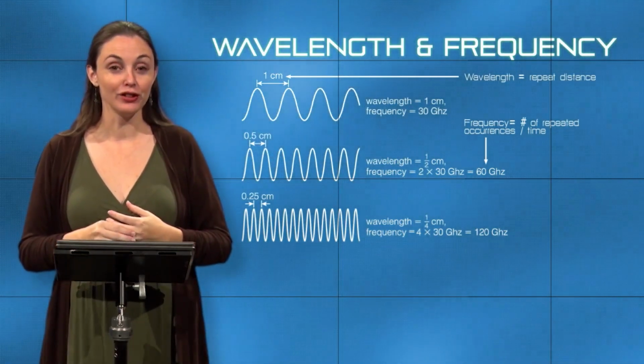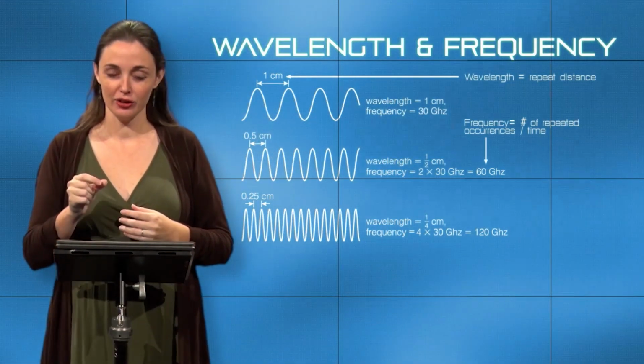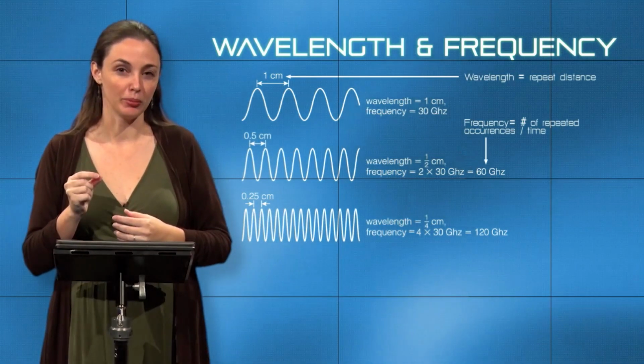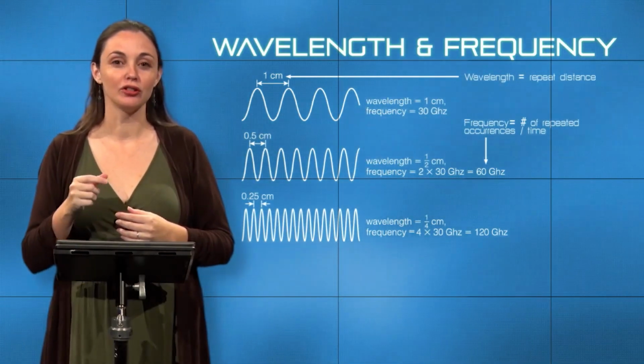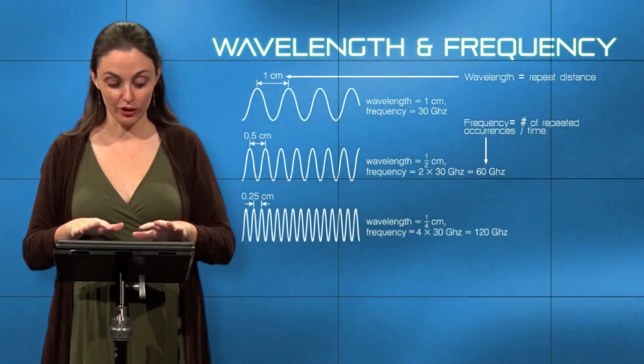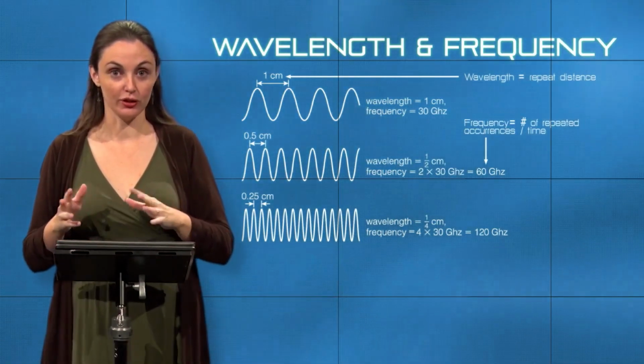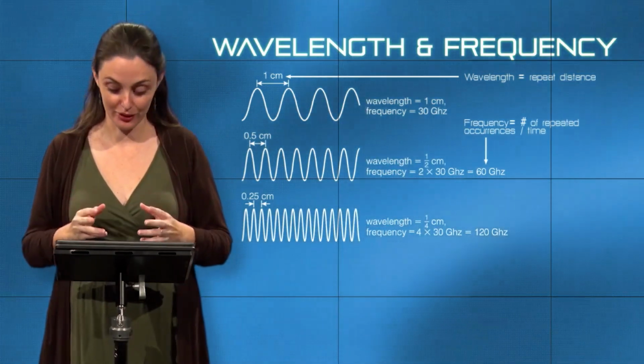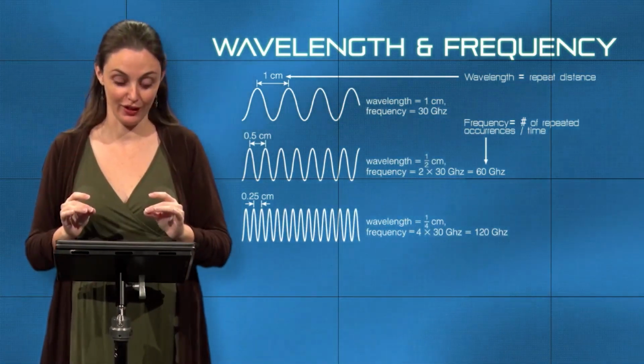The wavelength of visible light is around the size of a red blood cell in your body, between 400 and 700 nanometers. So that's one of the things we have to understand about all of these different types of light that we're going to be dealing with: what is the wavelength of that light.